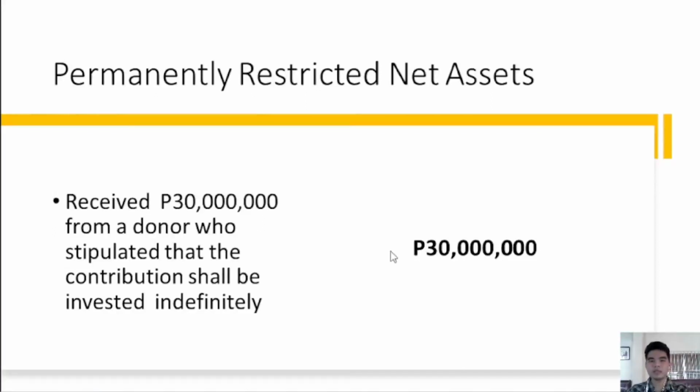The permanently restricted net assets are composed only of the 30 million. It comes from the donation wherein the stipulation is that it will be invested indefinitely. So, that's it. I hope that you learned a lot.